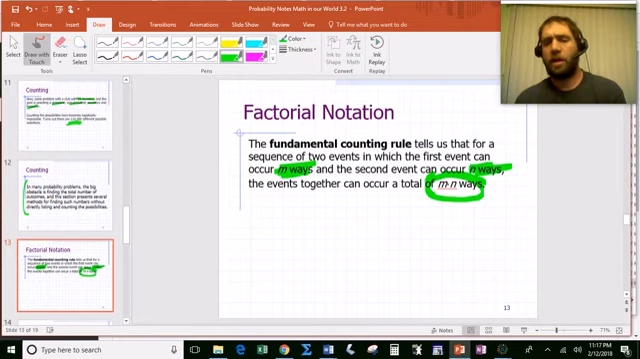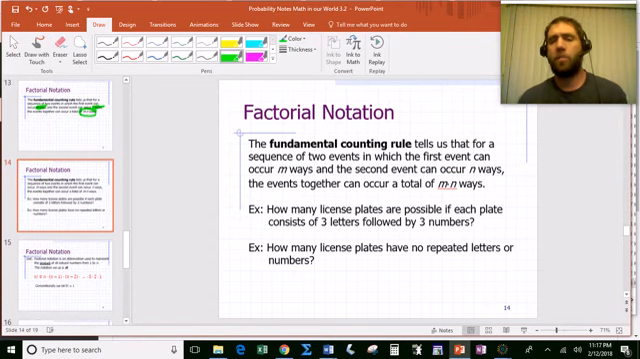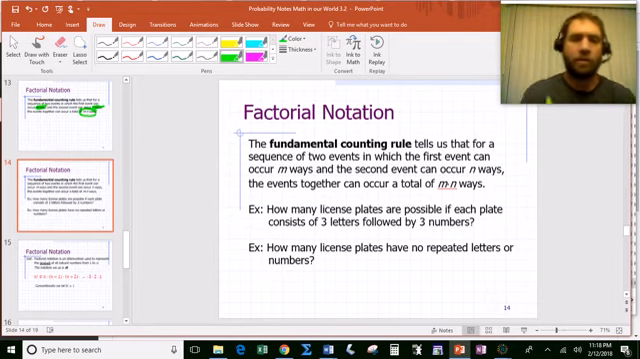So let's say, how many license plates are possible if each license plate consists of 3 letters followed by 3 numbers? Okay, so it's for one single license plate. You could think about this as a 6-step procedure. Pick the first character, pick the second character, then the third, then the fourth, then the fifth, and the sixth. So we could look at how many ways each step in this procedure could be done.